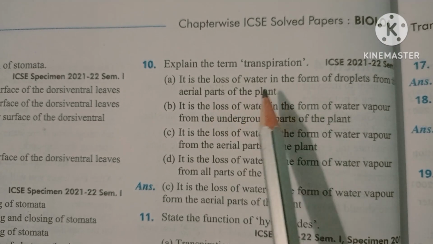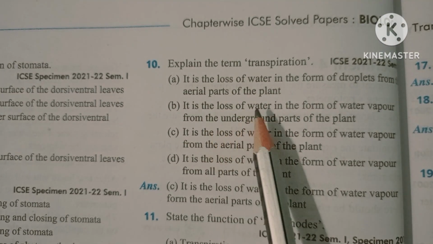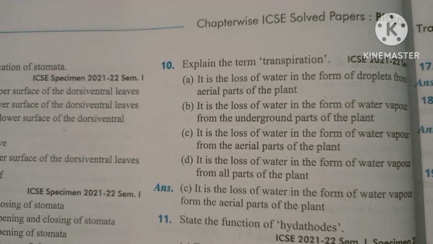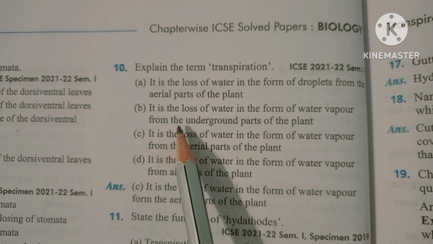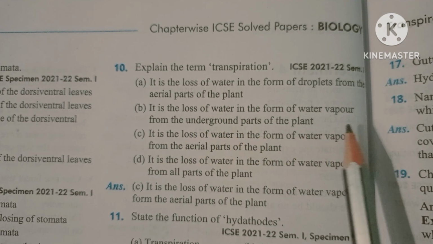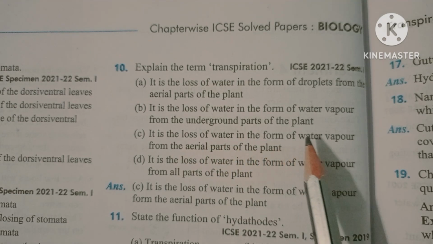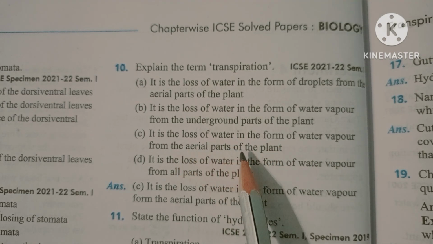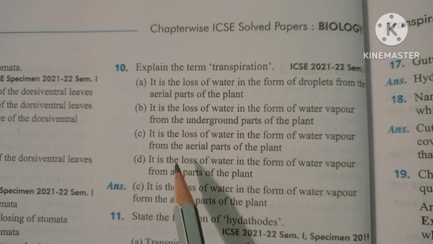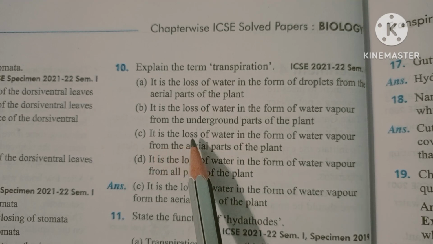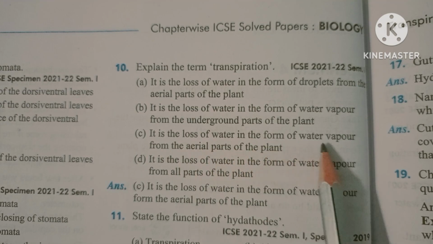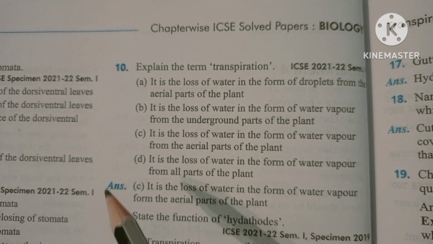Explain the term transpiration. It is the loss of water in the form of droplets from the aerial parts of the plant. It is the loss of water in the form of water vapor from the underground parts of the plant. It is the loss of water in the form of water vapor from the aerial parts of the plant. It is the loss of water in the form of water vapor from all parts of the plant. Right answer: it is the loss of water in the form of water vapor from the aerial parts of the plant.